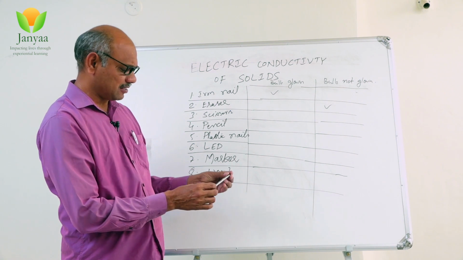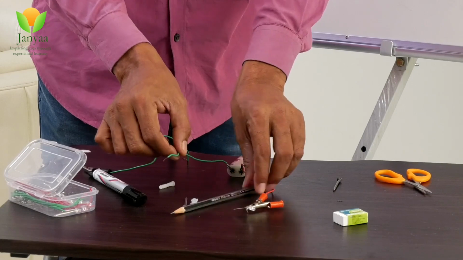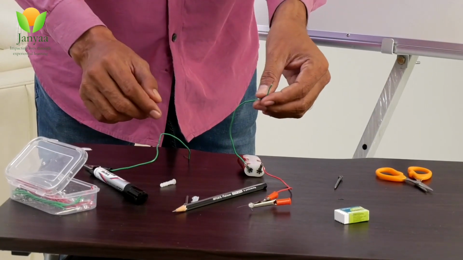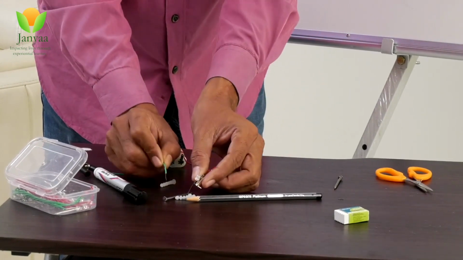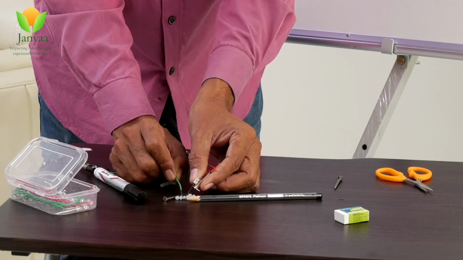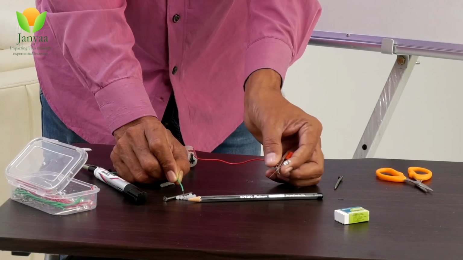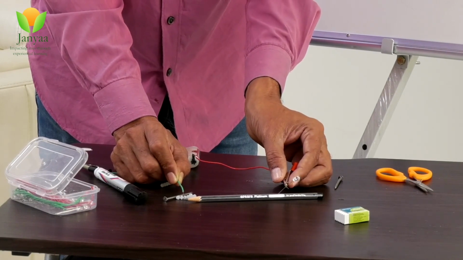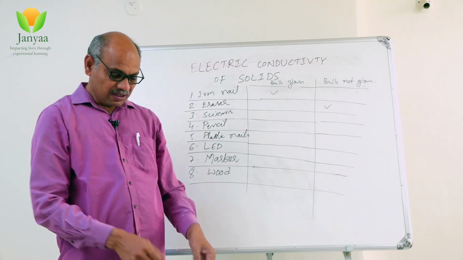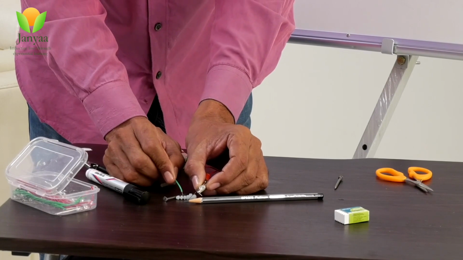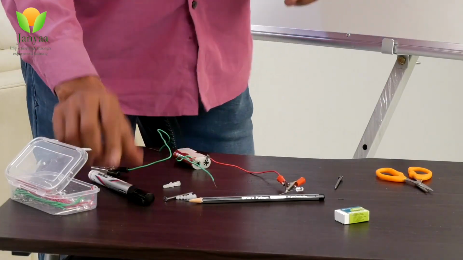Now let us use a pencil. Pencil means lead and wood, two things here. If you connect only to the lead, what happens? Check. See, when you connect only to the lead, the bulb is glowing. When you connect to the wood, is the bulb glowing? No, it's not glowing. That means the lead is allowing the current to pass through, but the wood is not allowing the current to pass through.